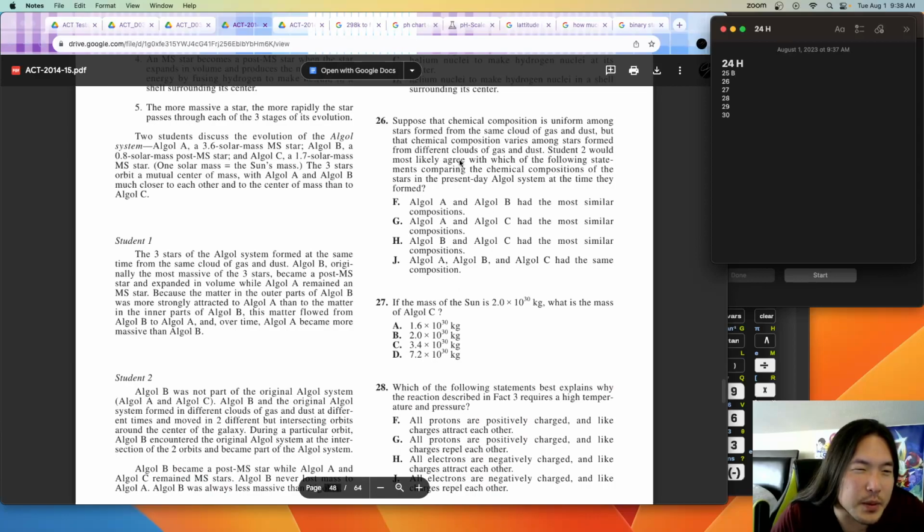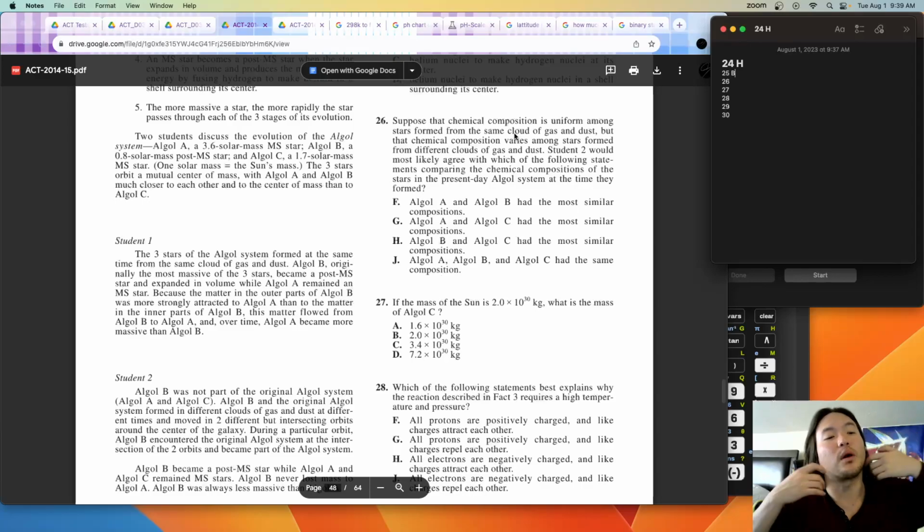26. Suppose that chemical composition is uniform among the stars formed from the same cloud of gas and dust, but the chemical composition varies among the stars formed from different clouds of gas and dust. Student 2 would most likely agree with which of the following statements comparing the chemical compositions of the stars in the present-day angle system at the time they formed. It's definitely G.